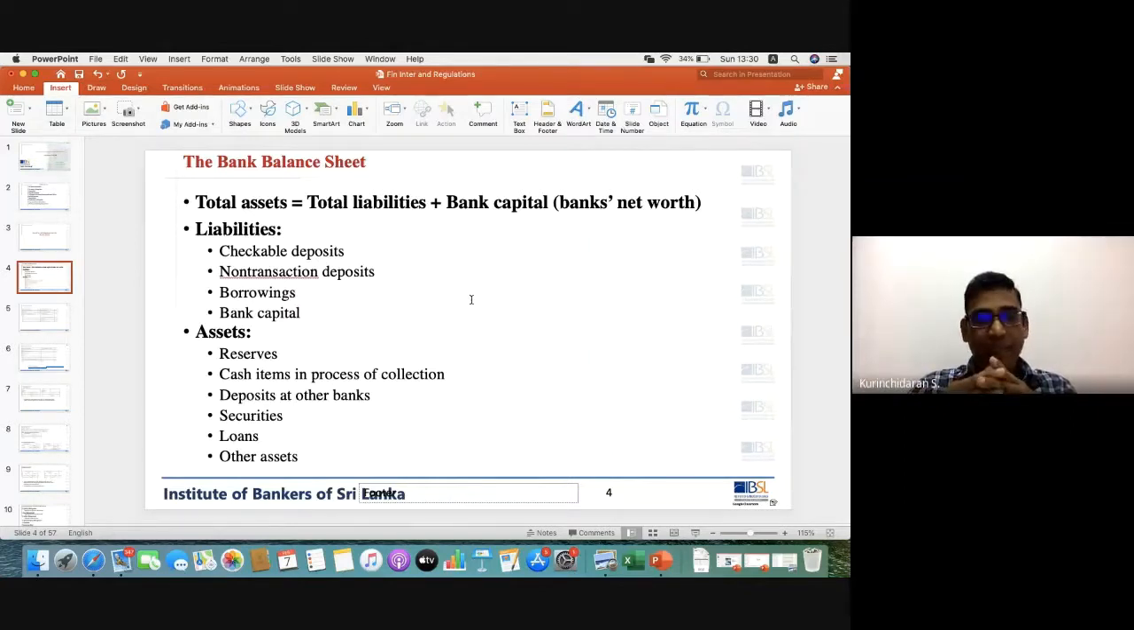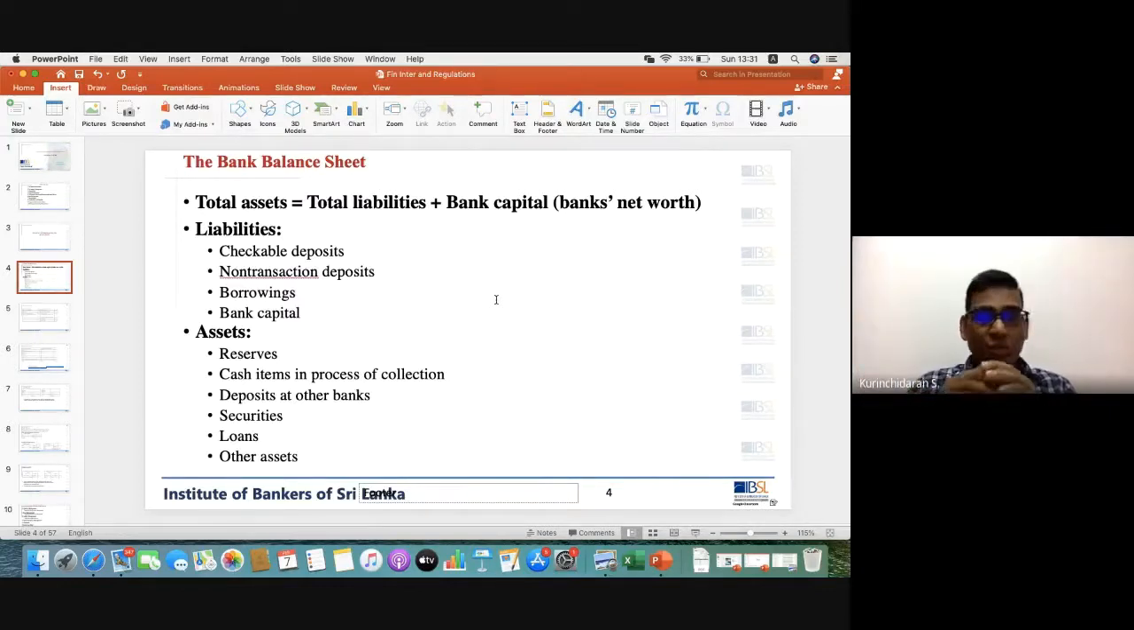And then the banks can lend their money to borrowers. So that is loans and advances, right? They can lend loans, or they can use their funds in other assets. That can be land and building, or maybe some receivables, or whatever it is. So now in a balance sheet of a bank, you can see deposits, borrowing, capital, and then assets: reserves, cash items in the process of collection, deposits at other banks, securities, loans, and other assets.